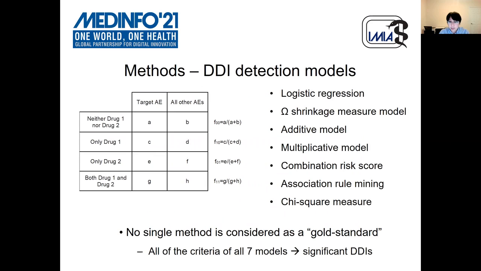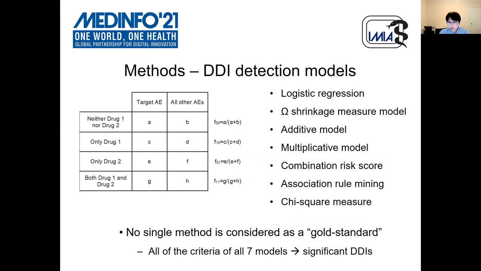The next thing we have done is to identify DDIs using the DDI detection algorithm. First, we extracted all possible drug 1, drug 2, adverse event combinations and created the 4x2 contingency table. So reports are assigned to one of the cells of the contingency table according to the status of drug 1, drug 2, and adverse event.